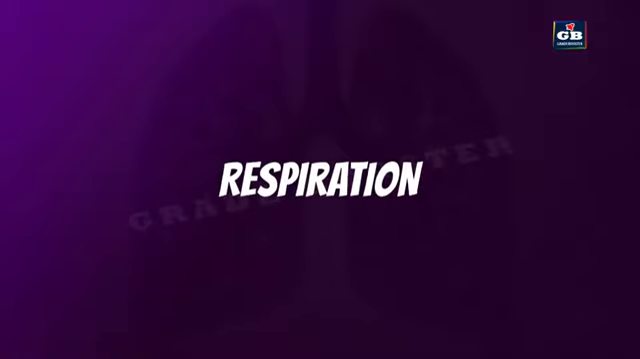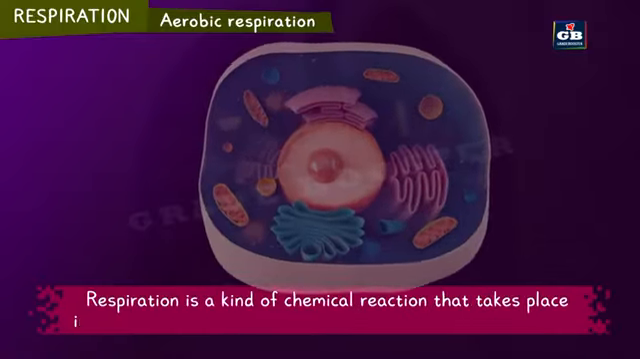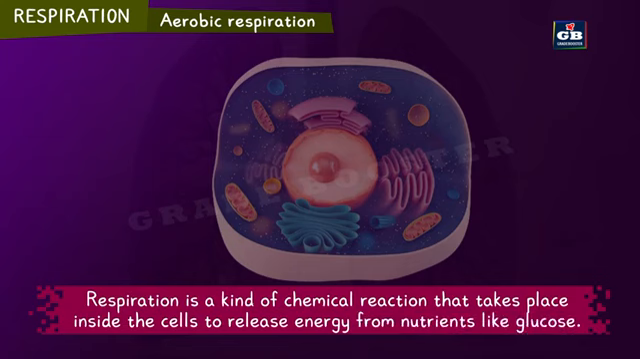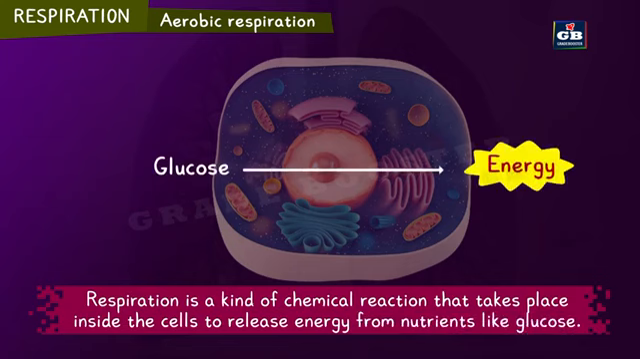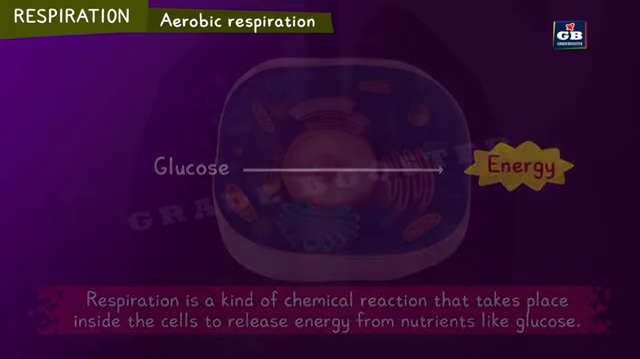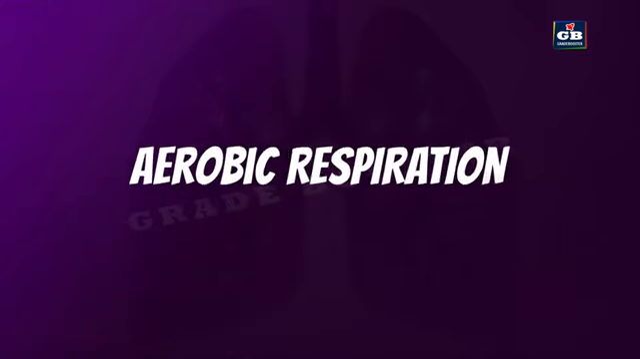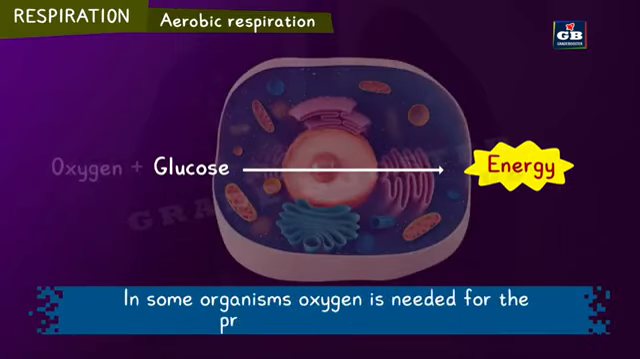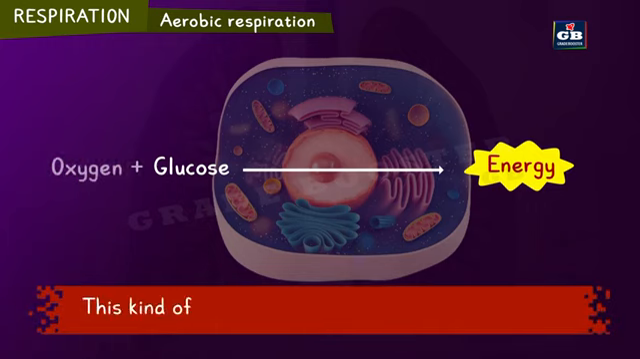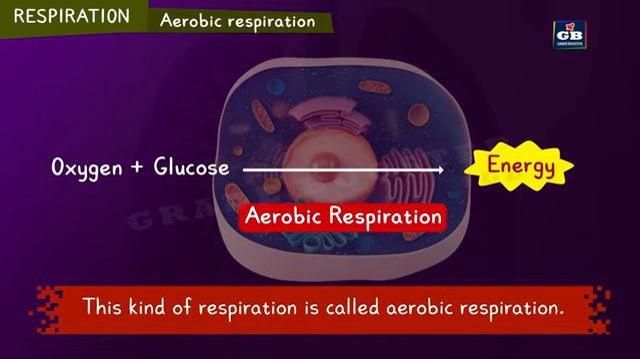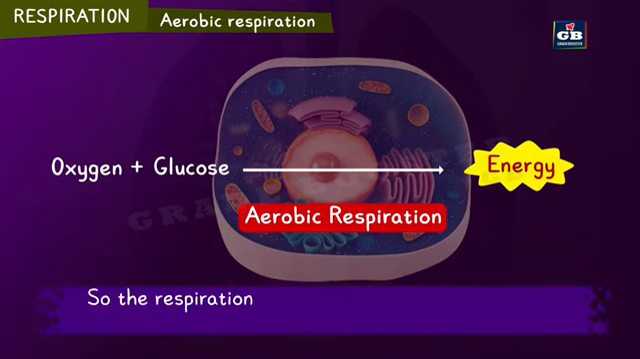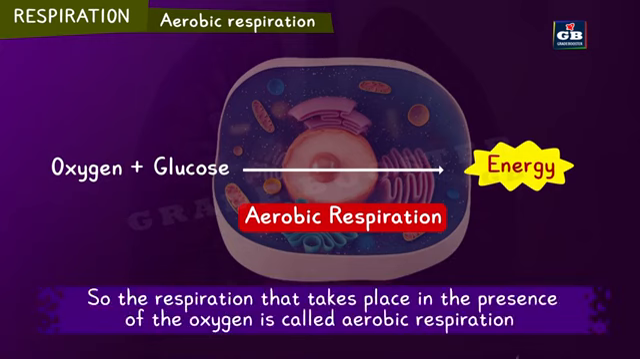Respiration. Respiration is a kind of chemical reaction that takes place inside the cells to release energy from nutrients like glucose. Aerobic respiration. In some organisms, oxygen is needed for the process of respiration. This kind of respiration is called aerobic respiration. So the respiration that takes place in the presence of oxygen is called aerobic respiration.